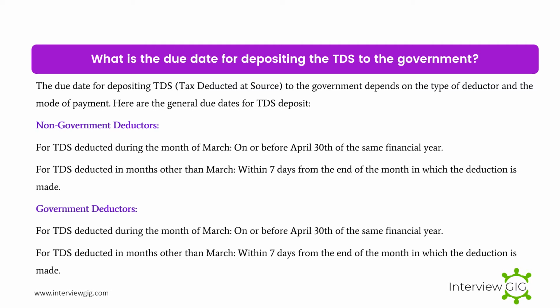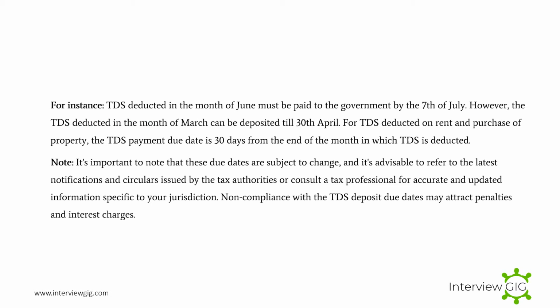For TDS deducted during the month of March, on or before 30th April of the same financial year. For TDS deducted in months other than March, within 7 days from the end of the month in which the deduction is made. For instance, TDS deducted in the month of June must be paid to the government by the 7th of July. However, the TDS deducted in the month of March can be deposited till 30th April.